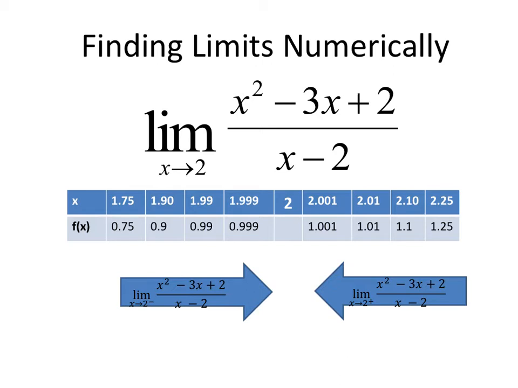And as I evaluated those, so I plugged in my values, I had 0.75, 0.9, 0.99, 0.999. We skipped 2, we weren't sure what that was because we know immediately at 2 it's going to be undefined. And then 1.001, 1.01, 1.11, 1.25. So we can see from this that as we're getting closer and closer to 2, we're skipping over the number 1. So this is approaching 1.